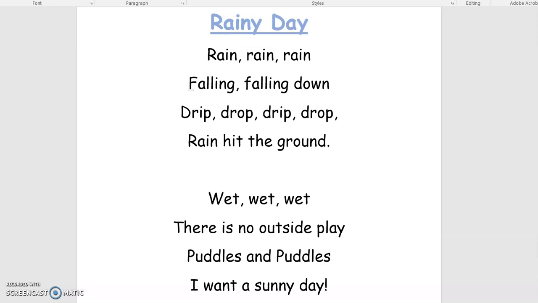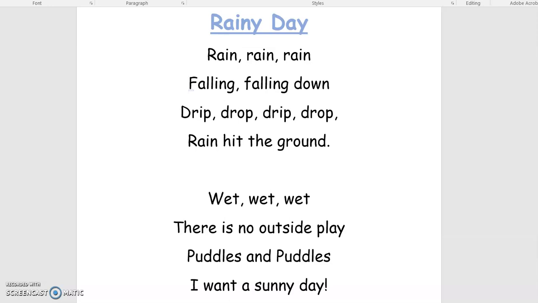Rain, rain, rain, falling, falling down. Drip, drop, rain hit the ground. Wet, wet, wet, there is no outside play. Puddles and puddles, I want a sunny day.